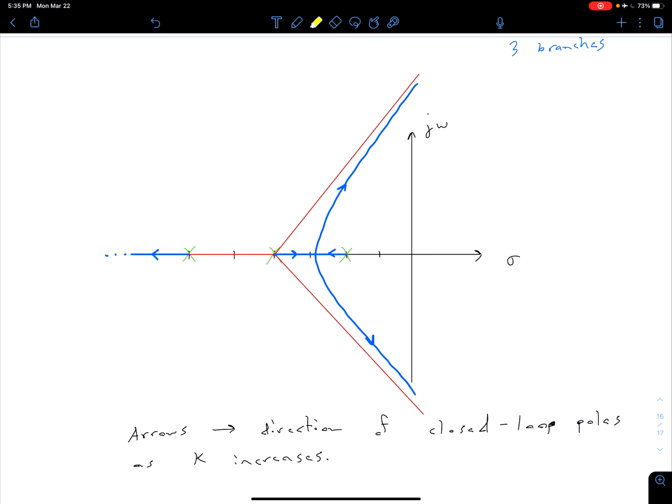Another thing of interest is going to be where does this root locus cross over into the right half plane? And of course that is of interest because we want to see how long our system is going to be stable before it moves into the right half plane and becomes unstable.